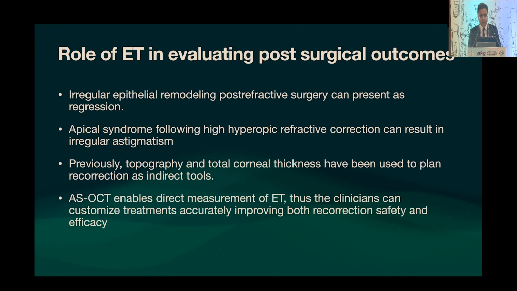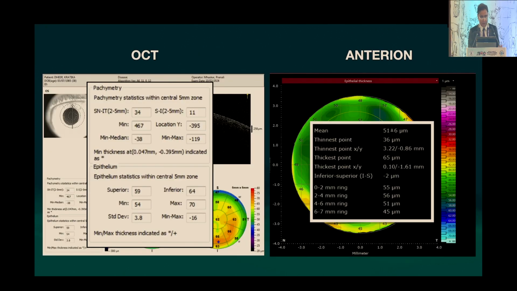Especially if the patient has undergone hyperopic LASIK, where we are not ablating the center, we are ablating the periphery, there may be an apical syndrome. The topography and the corneal thickness have to be looked at when we are trying to do a retreatment. And of course, direct measurement of the epithelium is nowadays possible with all the technology that we have.